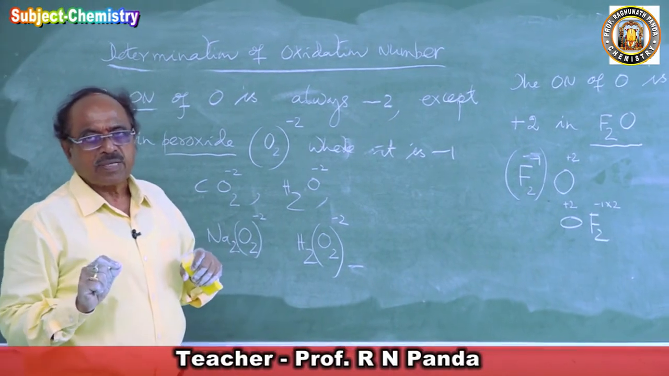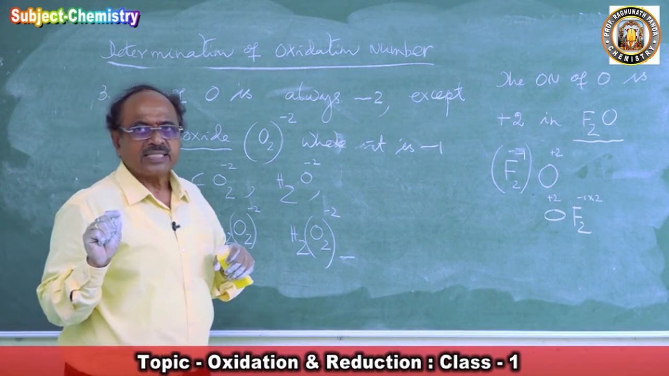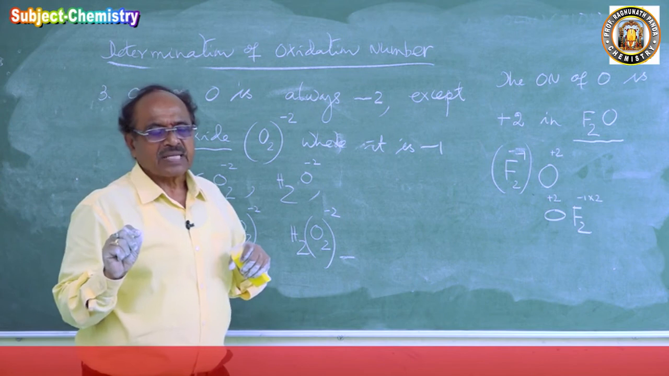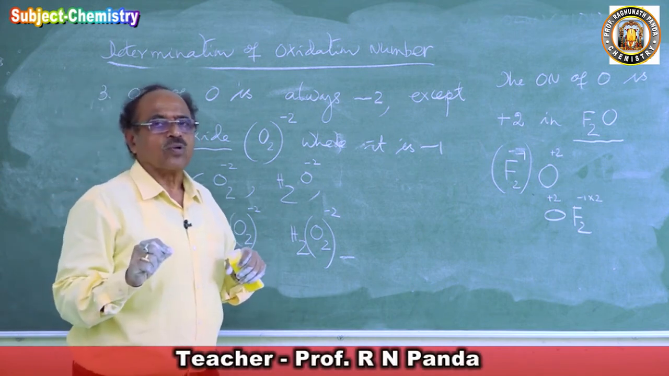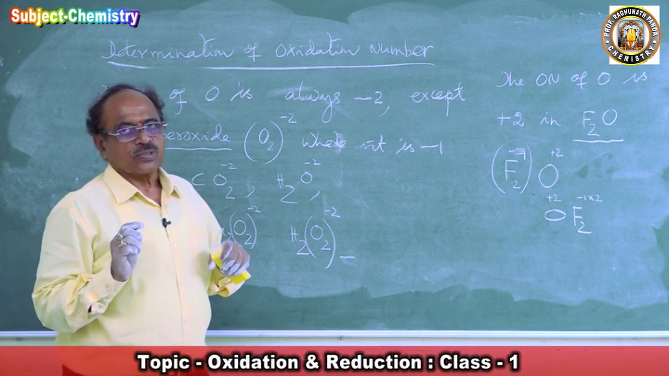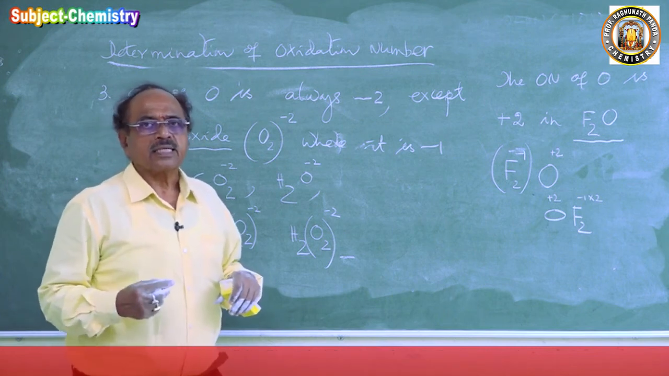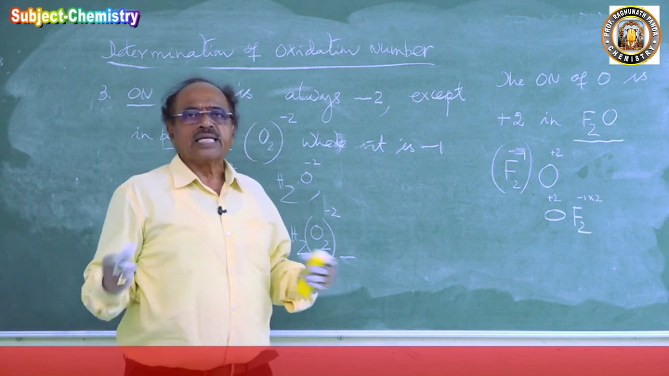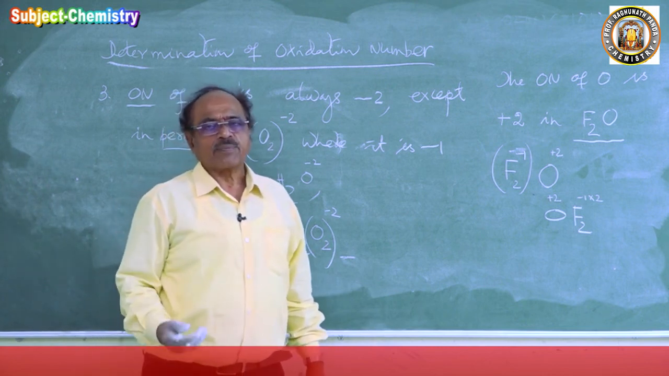The oxidation number of hydrogen is always +1 except the case of ionic hydrides. The oxidation number of oxygen is always -2 except the case of peroxides where it is -1, and in F2O or OF2 the oxidation number of oxygen is +2. So in the next class I will talk to you about the other rules, other standard values. We will use those standard values in calculating the oxidation number of an atom of an element in its state of combination.